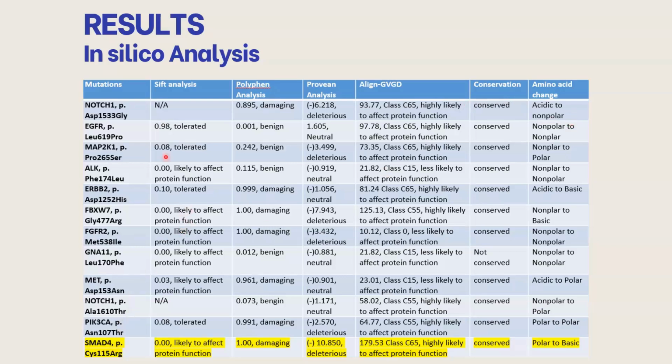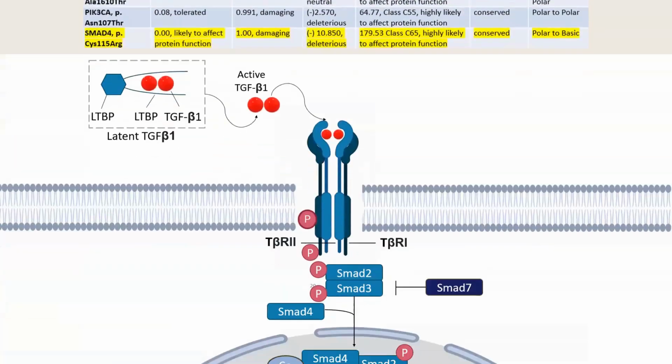So after all of these analyses were done, SMAD4 position 115 cysteine to arginine was the one I chose to continue with the functional analysis of, because as you can see here, all of them gave me that it's very deleterious and likely damaging and likely to affect protein function. Based on these preliminary in silico results, I decided that it's the most deleterious, and I visualized the mutation using protein 3D structure, which I'll be showing you shortly.